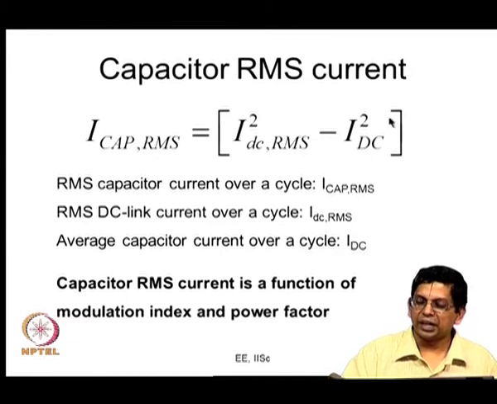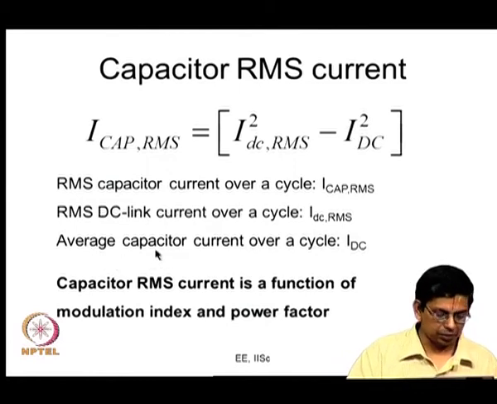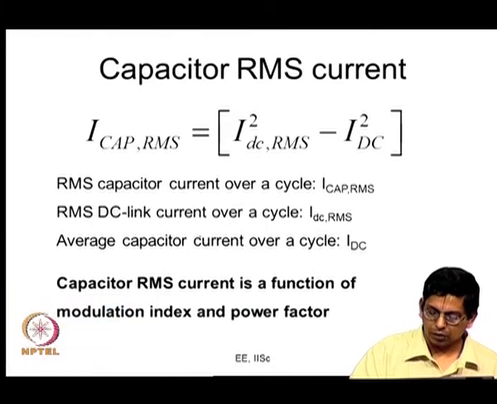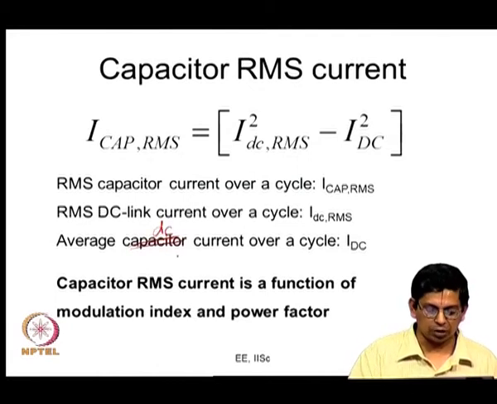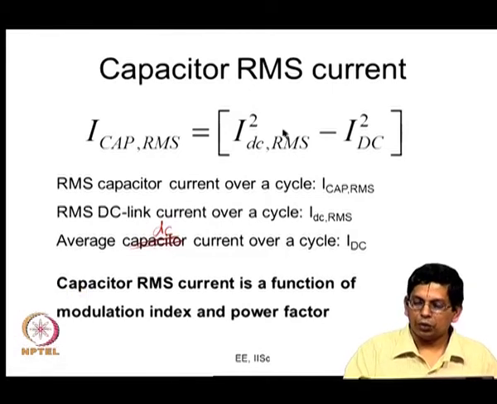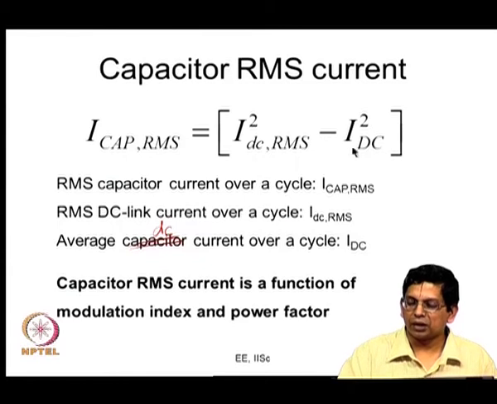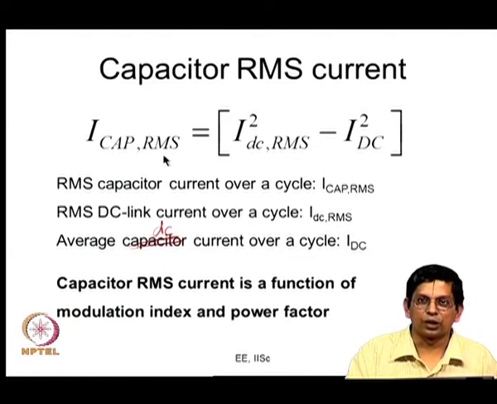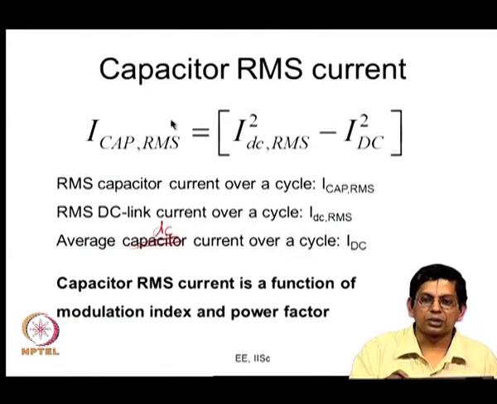Now, this capital IDC is actually the average DC current which flows from the source. It is not the average capacitor current, I am extremely sorry; there can be no average current through the capacitor. Now, if from IDC RMS square you subtract IDC square, you get the ripple part of it, that is the I cap RMS squared. So, this is going to give you your RMS current expression.